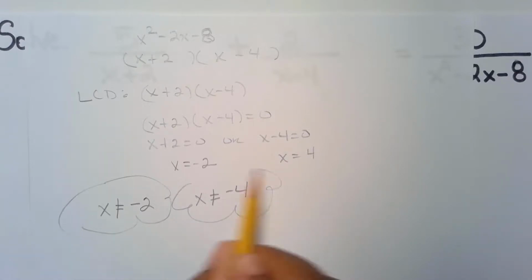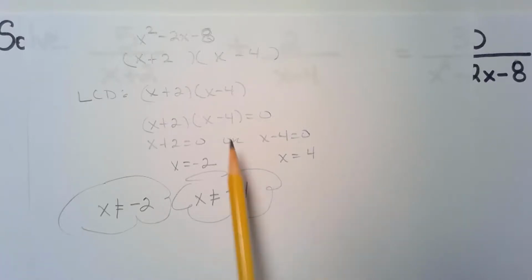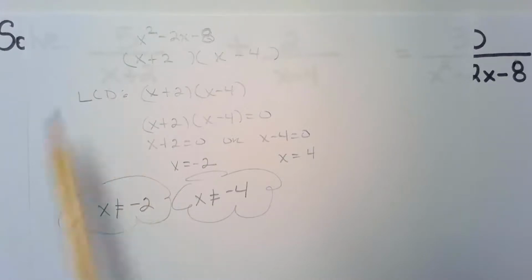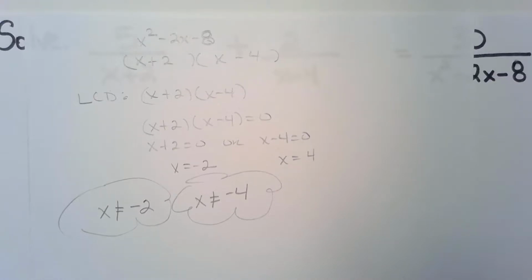If we do, we would call that an extraneous solution. Therefore, it wouldn't be a solution to that equation. Okay, so anytime that we have a variable in the denominator, we have to set a restriction because we cannot have 0 in the denominator because it will make that expression or that equation undefined. All right, so let's go ahead and solve. We have the LCD, x plus 2 times x minus 4.